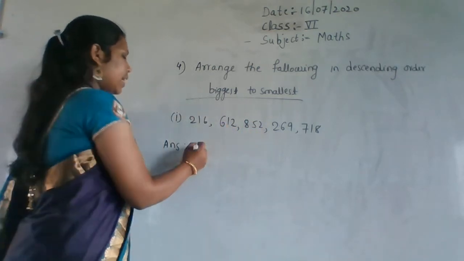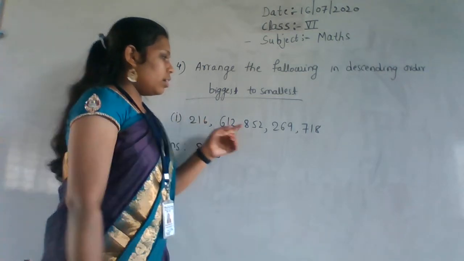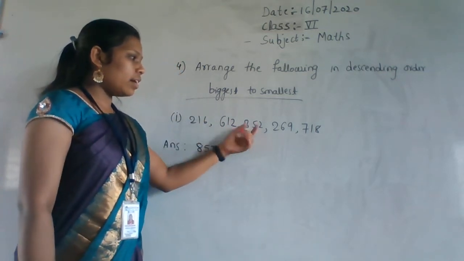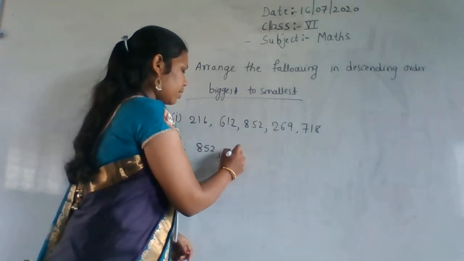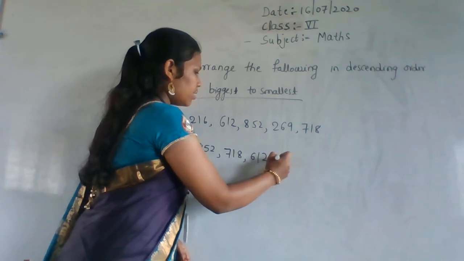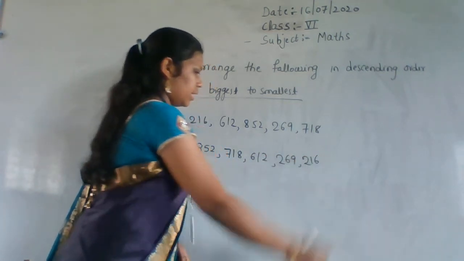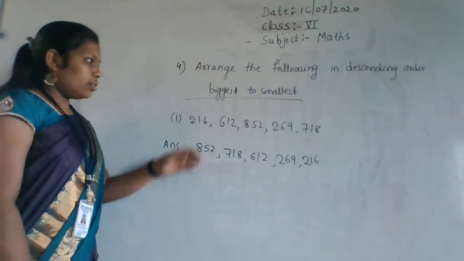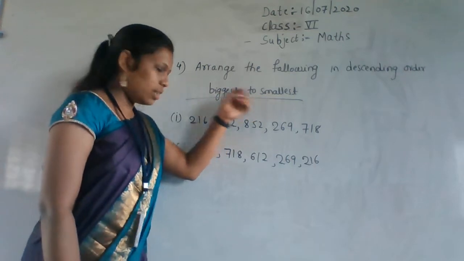852. Write that. Next number. After that, which number is the bigger? Next is 718. After that, 612. Next number is 269. After that, 260. Right? So descending order is nothing but the biggest to smallest number.